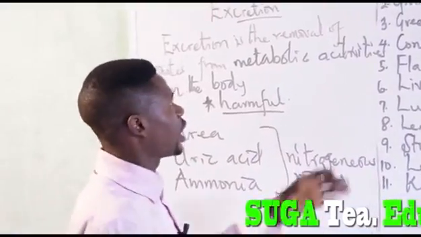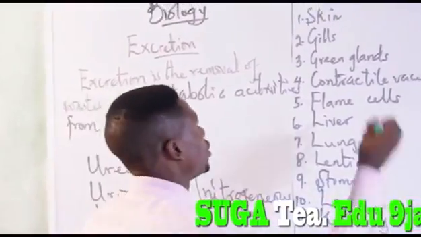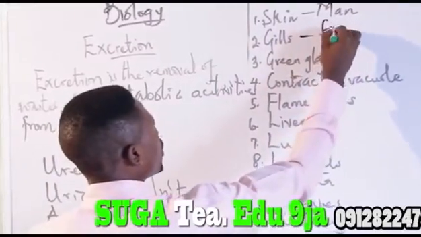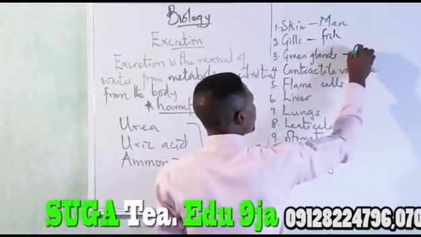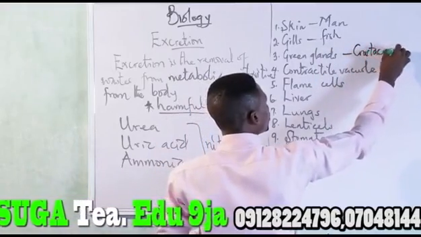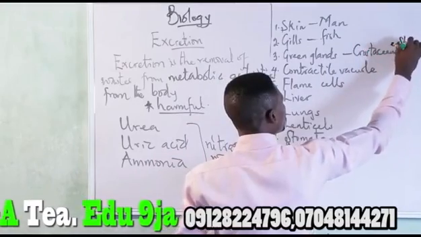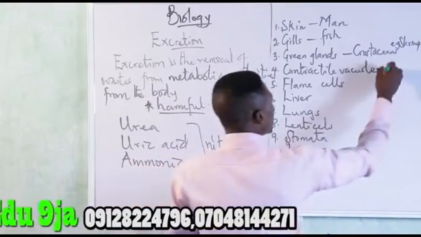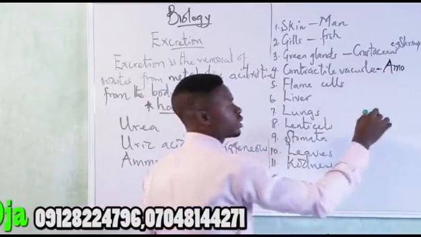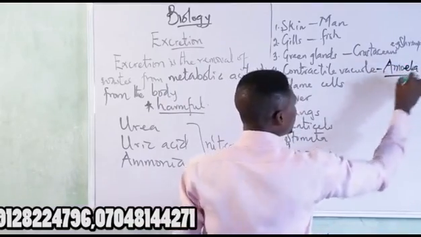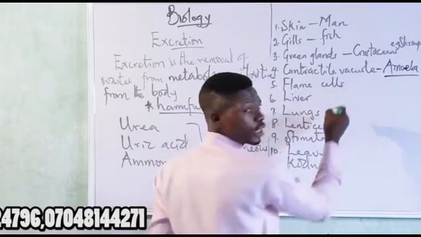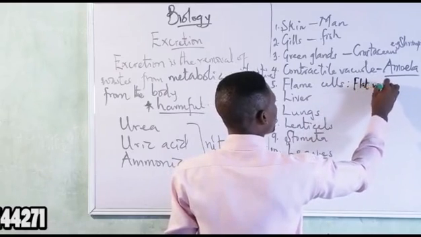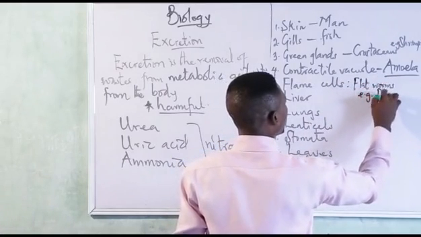There are others actually. The skin, you find it in mammals, mainly man specifically. You find this in fish. For the green glands, this is common in crustaceans, for example shrimps. For the contractile vacuole, you have amoeba, or let me just say protozoans, but a representative is amoeba species. For the flame cells, you have it in flatworms, and an example is planaria.